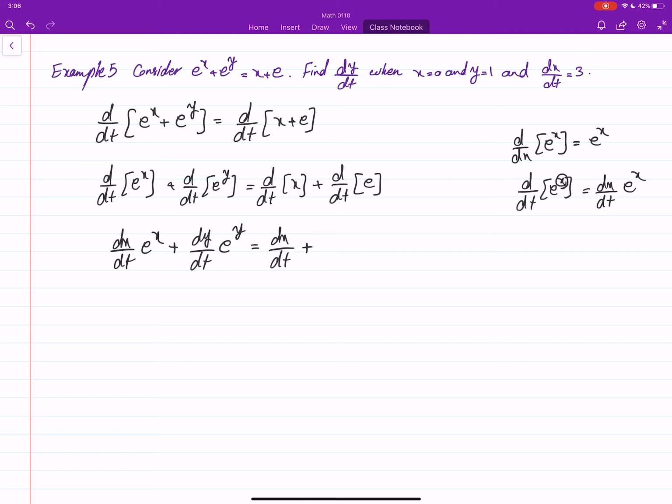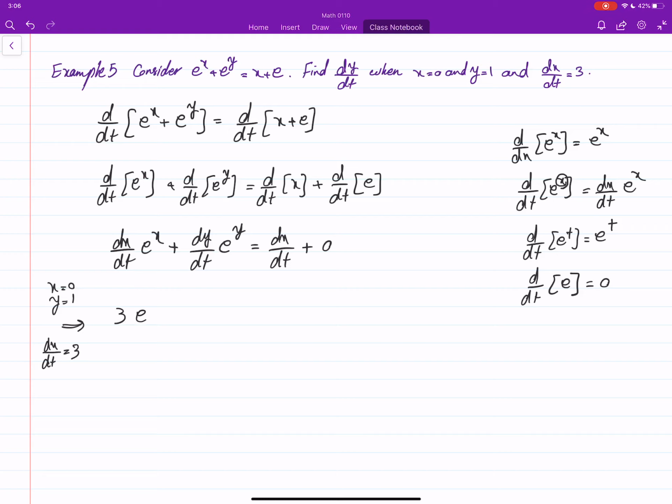And look, d/dt of e to the power t is e to the power t. But here, what we have is derivative of e. It is a constant. Derivative of constant is always 0. Now plug in values. What are the values? x is 0, y is 1, and dx/dt is 3.